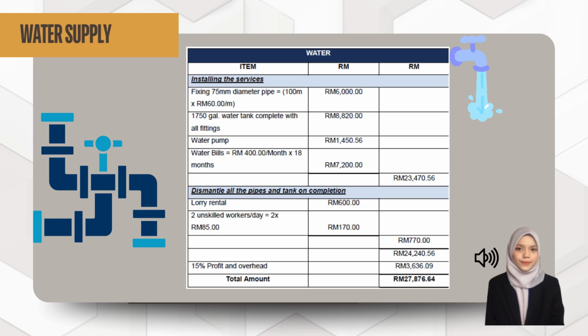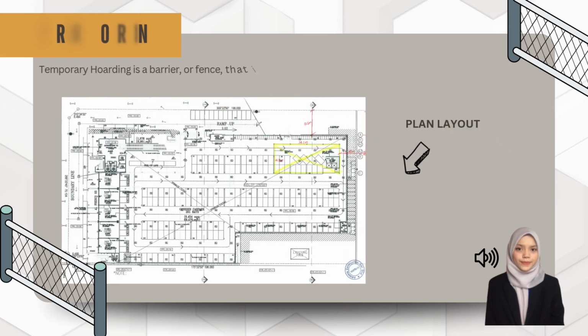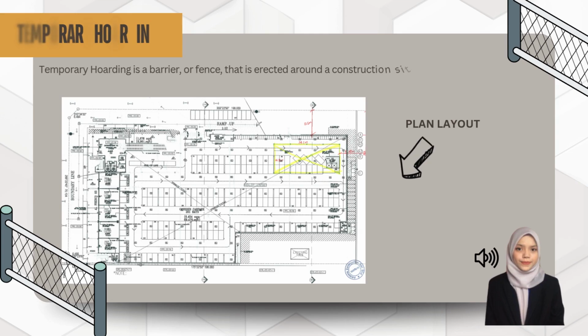Next, lorry rental, I got the price from the quantity surveyor online website, and the unskilled labor is 85 ringgit per day from the JKR rates, and the total cost for the water is 27,876 ringgit 94 cents.